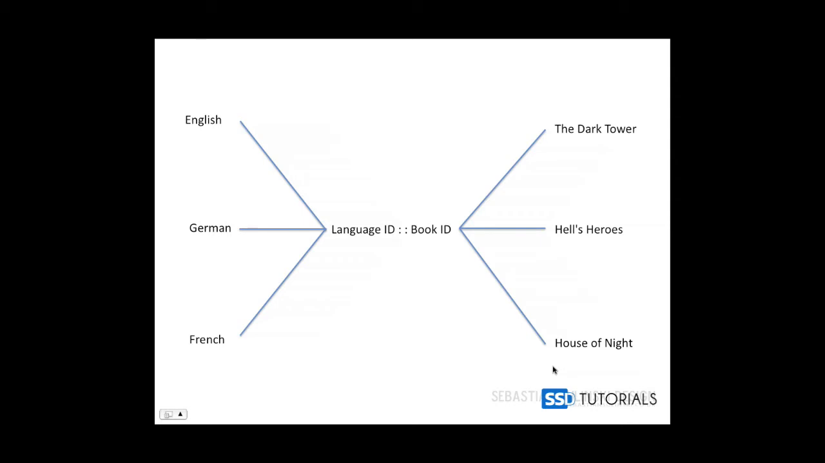So here we've got an illustration of the many-to-many relationship, where language ID and book ID are referring to the two separate tables. Book ID refers to the book record, language ID refers to the language record. Let's say the Dark Tower can be written in English and in German. Then House of Night, for instance, can be written in French, German, and English. So that's how many-to-many relationship looks.